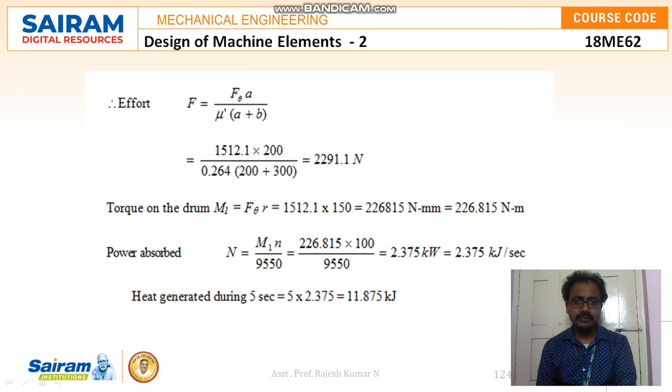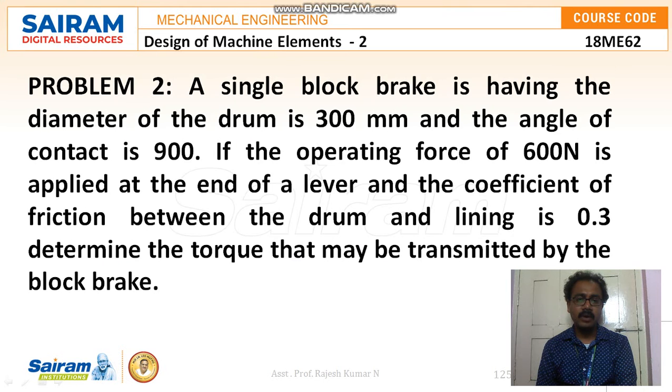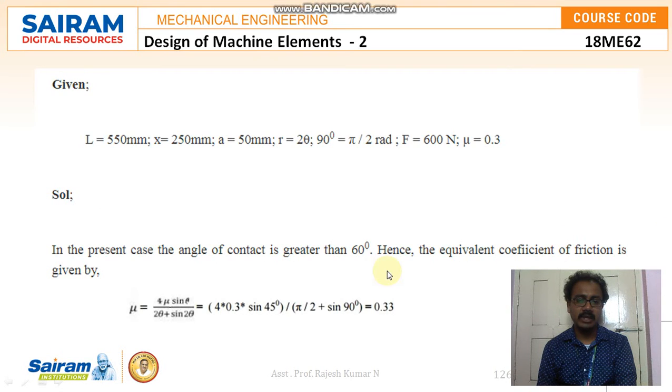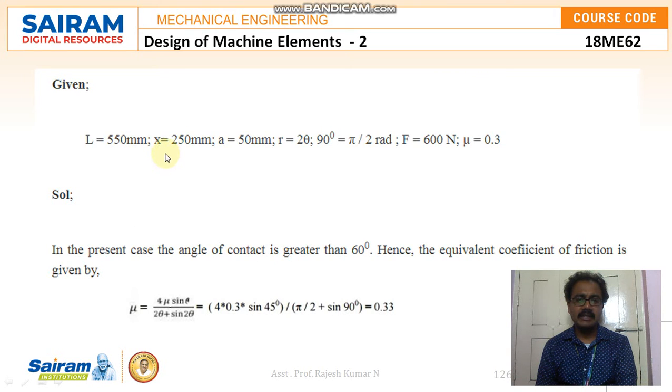So it is like the previous problem. It is also a block brake problem, so the same formulas we discussed, we can use here also. The given data: L is 550, that is the length of the lever, and here we have the A value, B value and all. So x is equal to 250 mm, A is 550 mm, 2 theta is 90 degrees, which is equal to pi by 2 radians, and F is equal to 600 Newton, that is the applied force, and the coefficient of friction is 0.3.